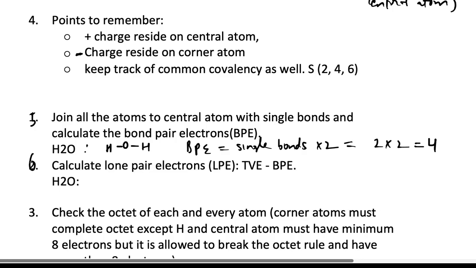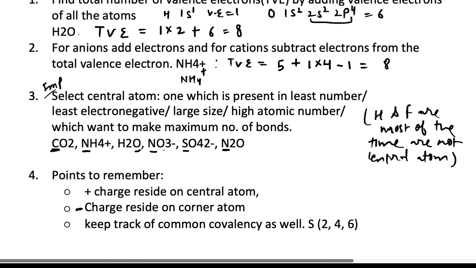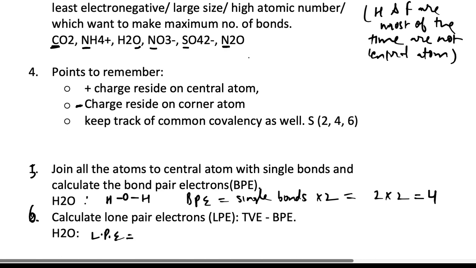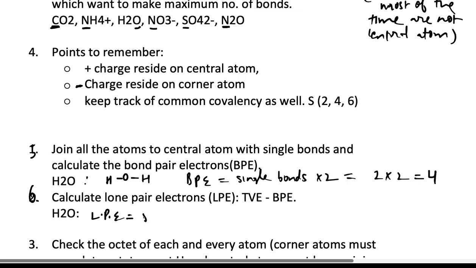Then this is point number 6. According to this, calculate the lone pair electron with the help of this formula: total valence electron minus bond pair electron. So in case of water, the lone pair electron would be total valence electron minus bond pair electron. The total valence electron we have already calculated for water, it's 8, right? So the lone pair electron would be 8 minus the bond pair electron, which is 4. So water has 4 lone pair electron.